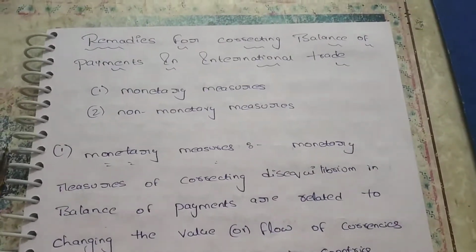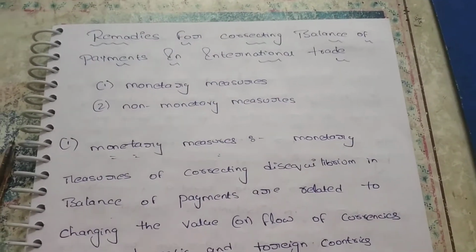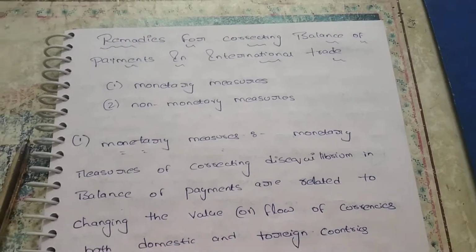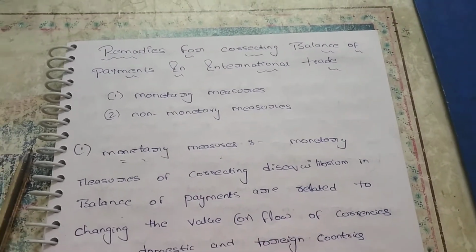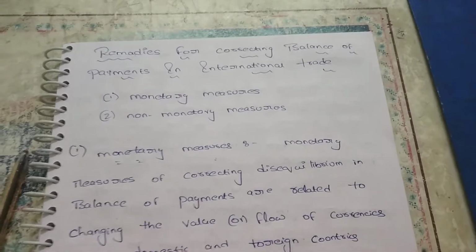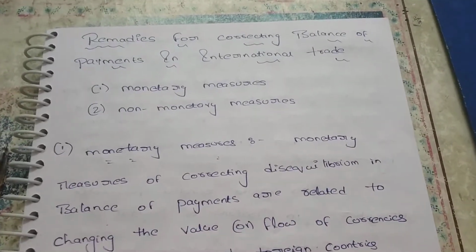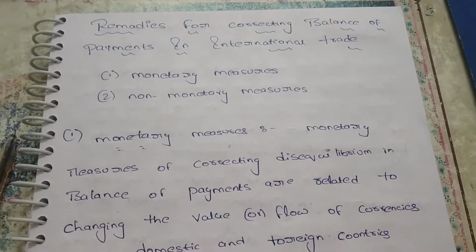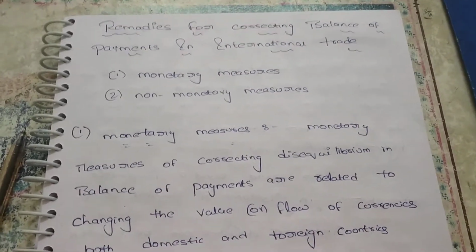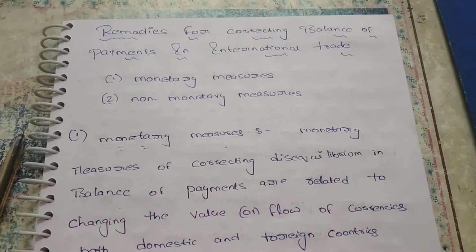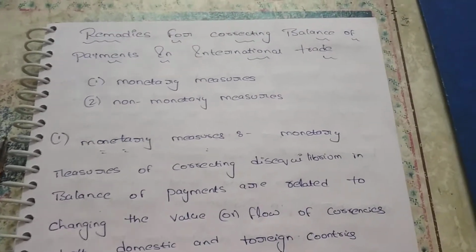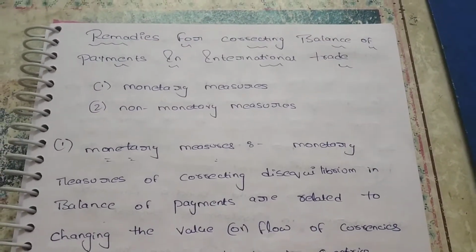In the previous lecture, we discussed the concept of disequilibrium and the causes for disequilibrium. There are different causes for disequilibrium. Today we are discussing the remedies or measures for correcting the disequilibrium in balance of payments. Our topic is remedies for correcting balance of payments in international trade.